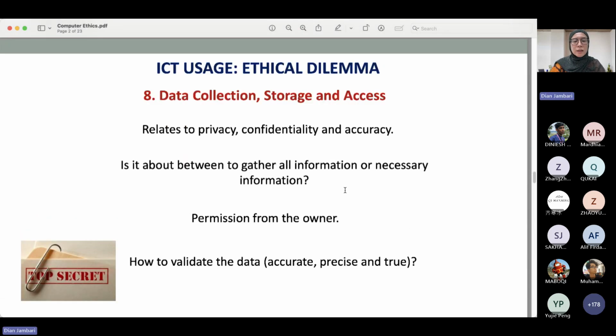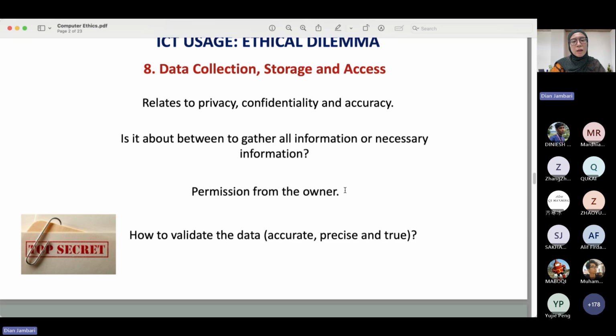And then what other ethical dilemma? We can be faced with ethical dilemma in the context of data collection, storage, and access. Now, this is also a situation where it can create ethical dilemma when we are not knowledgeable enough about how we handle the data and information ethically, particularly when the information is being collected, stored, and accessed electronically or digitally. So what kind of ethical dilemma can happen?